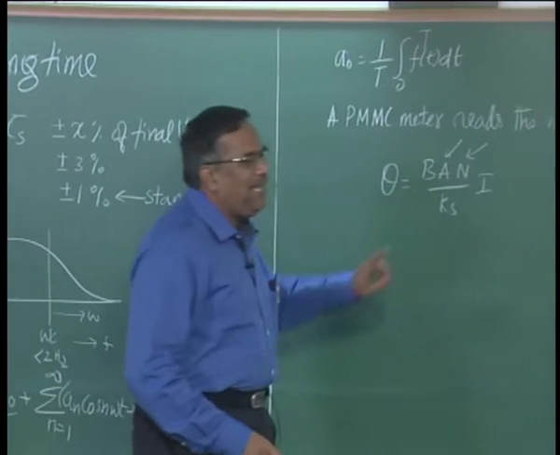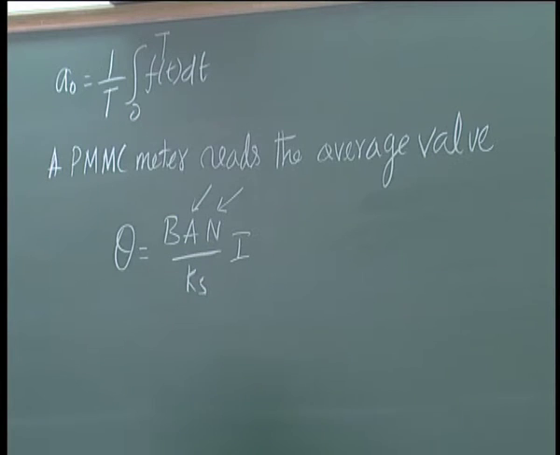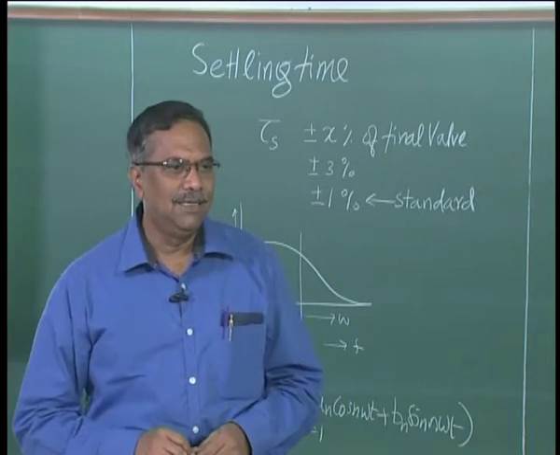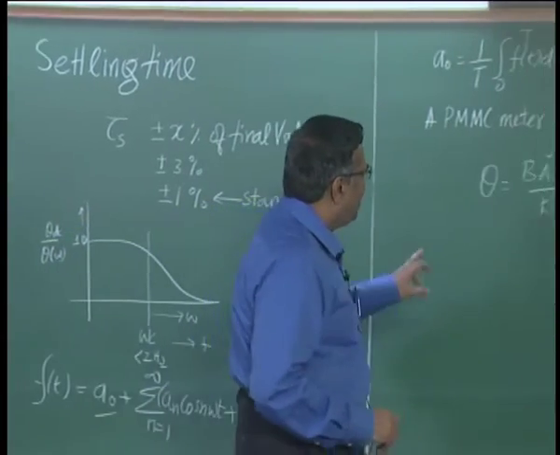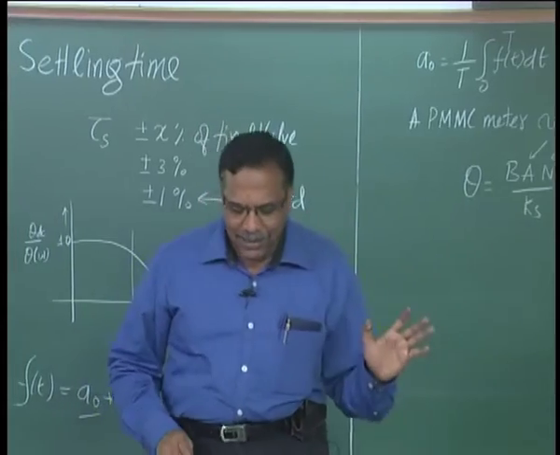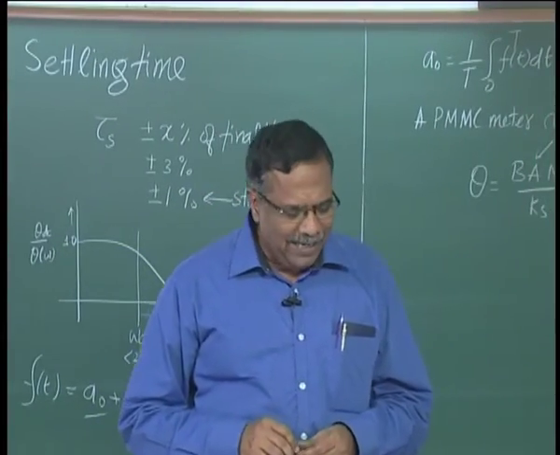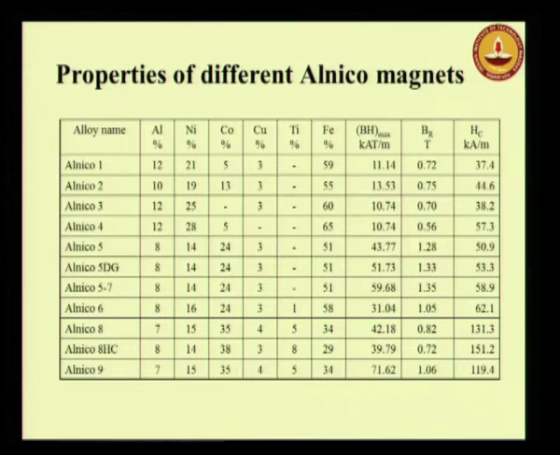The flux density B must be as large as possible. This again depends upon the permanent magnet. The permanent magnet that we employ will have a certain maximum flux density that it can produce. Now if we look at the permanent magnet, people initially used a particular type, which was a composite magnet made out of aluminum, nickel, cobalt and some amount of copper and titanium, right.